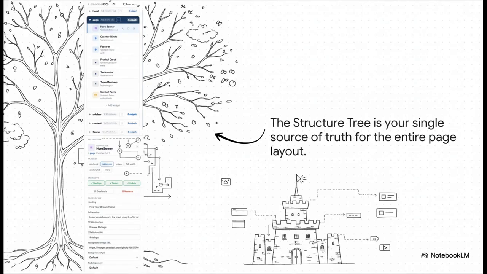It's tempting to just look at the live preview in the middle, but for real control, ignore it for a second. This structure tree on the right, that is your single source of truth. It's the definitive map of your page, showing every slot and every widget inside it, all in perfect order. When you're building complex pages, this tree is your mission control.